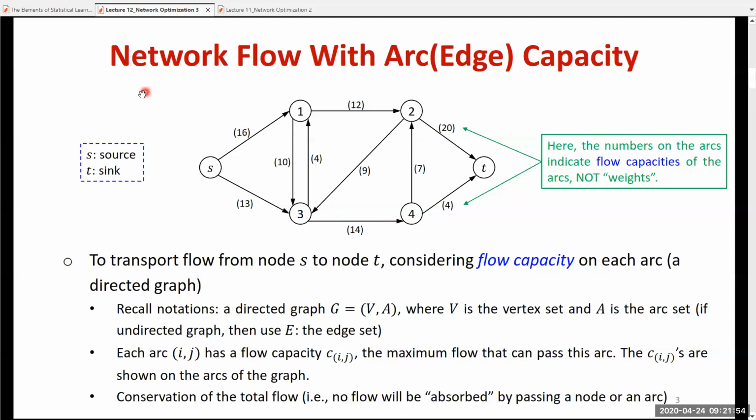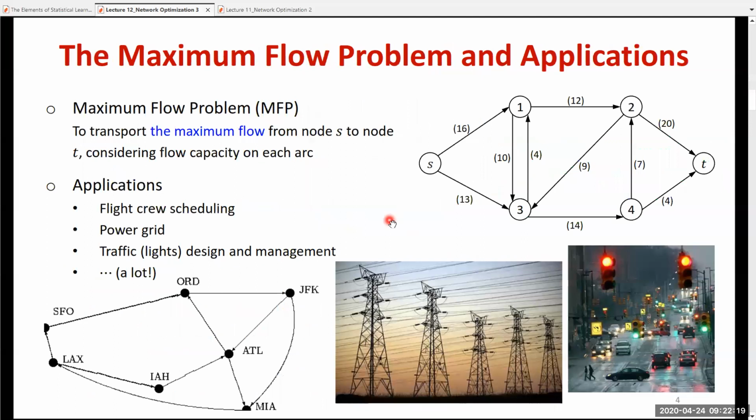However, it's still very, very low. But in this lecture, we assume that there is no waste. In other words, no flows will be absorbed or consumed by passing arcs or nodes. Nodes are similar. In real life, the nodes could absorb flows, but here let's assume there are no such absorbing activities and everything is perfect. Now the maximum flow, as we mentioned, is to transport the maximum flow from node S to node T, considering such flow capacities in each arc. So you may ask, what are the applications of this kind of problem?